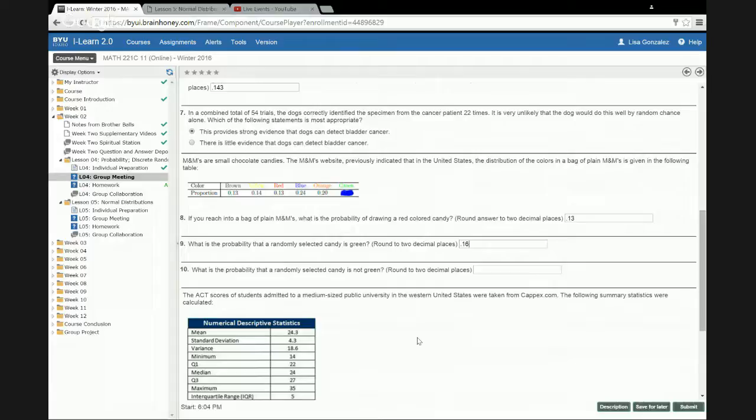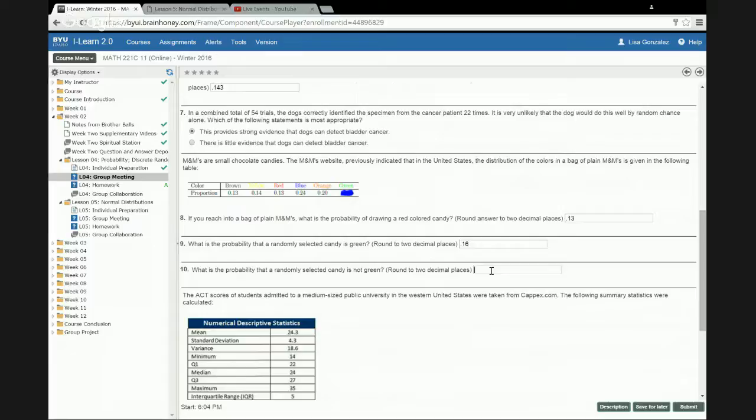Okay. Number 10. What is the probability that a randomly selected candy is not green? Well, that would be 0.84. Okay.